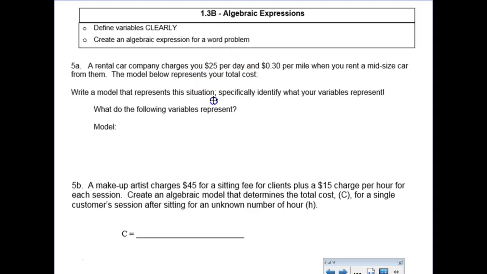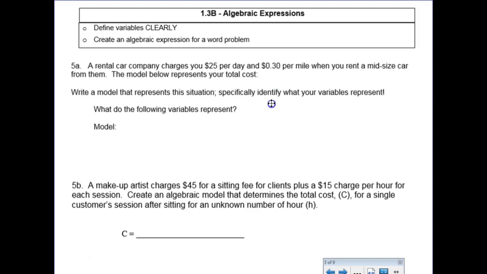So here, 2 skills that we have to define variables very clearly today, and we also have to create algebraic expressions, which we usually call models. So a rental car company charges $25 per day and 30 cents per mile when you rent a mid-sized car. It says the model below represents, oh man, did that not copy over? Oh, I think we're supposed to write a model. Sorry. Write a model that represents the situation. Specifically, identify what your variables represent.